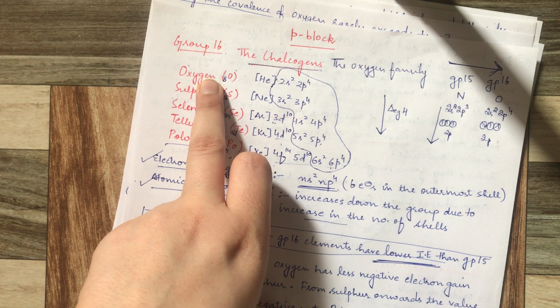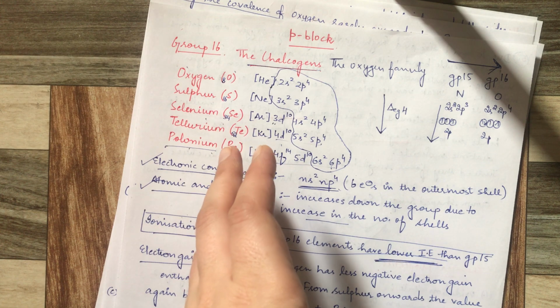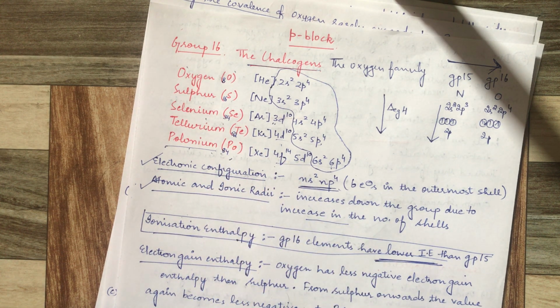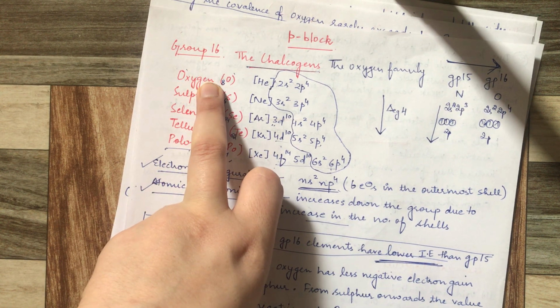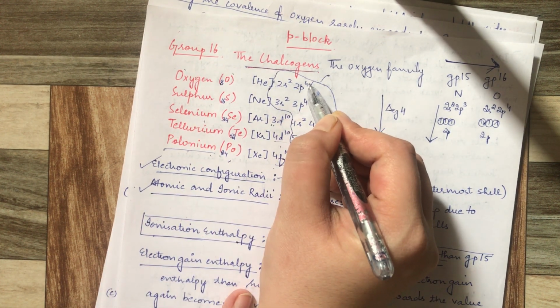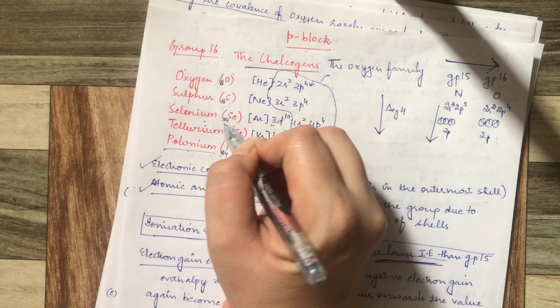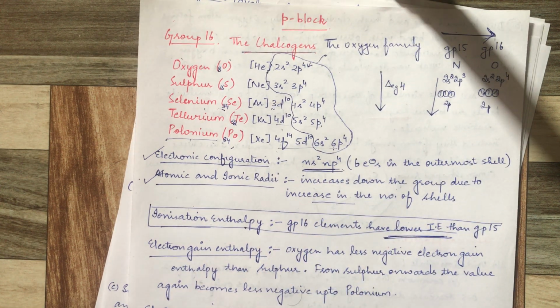If I talk about oxygen, oxygen should welcome the electron because its electron gain enthalpy is highly negative as compared to selenium. Oxygen has greater effective nuclear charge, so the incoming electron will experience a greater force of attraction as compared to the selenium case. So in general, if we move down the group, the electrons are not gained easily, but there is an exception.